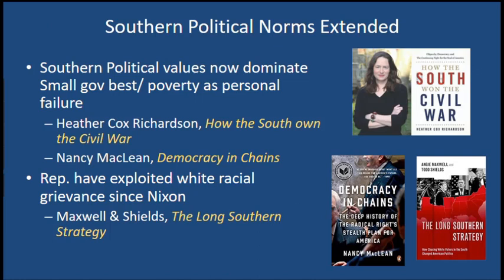And then others have argued that even though it started in the South, Southern political culture has really extended across the whole nation. So those Southern political norms now dominate. This assumption that small government is the best, and that any kind of poverty is a personal failing that doesn't require any government intervention. Heather Cox Richardson and Nancy MacLean have both written about this. And then electorally, if you look back, the Republicans have exploited these white racial grievances, as they're called, going back to Nixon. So Trump is just extending something that has gone on for a long time. But anyway, you can look up any of these books for more details on that.